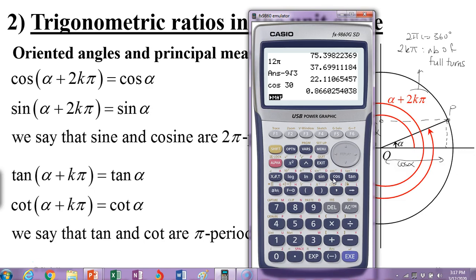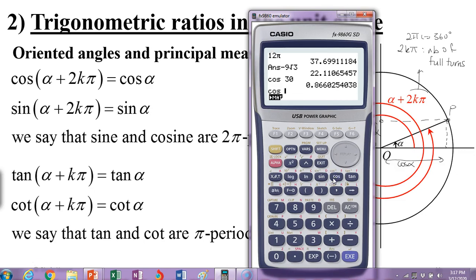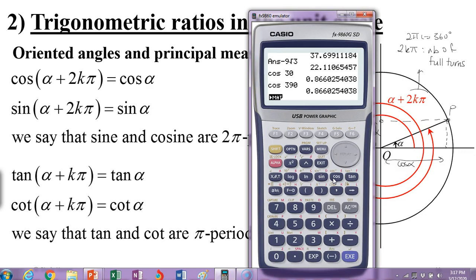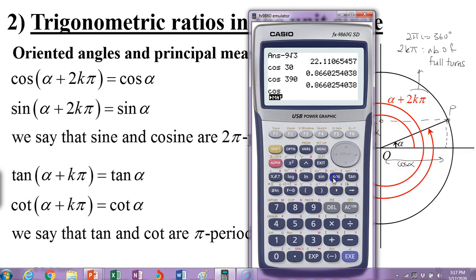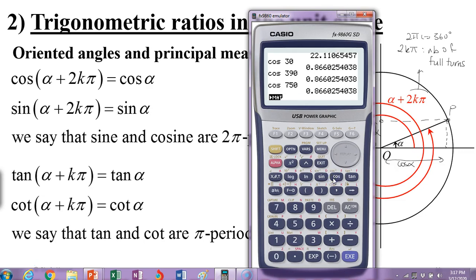So for example, if I had cosine of, let's just add a full turn, 360 plus 30, that's 390. So you notice we have the same cosine, even though 30 degrees is not the same as 390 degrees. And similarly, if I were to add 2 full turns, so 2 full turns would be 2 times 360, that's 720. So 720 plus 30 would be cosine of 750. So you'd notice we have the same cosine. It doesn't really matter how many full turns we add or subtract to the angle, these two different angles would have the same cosine.